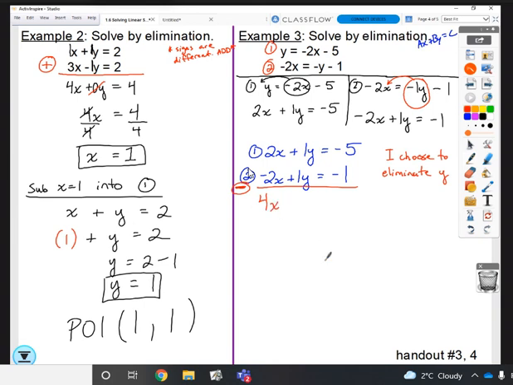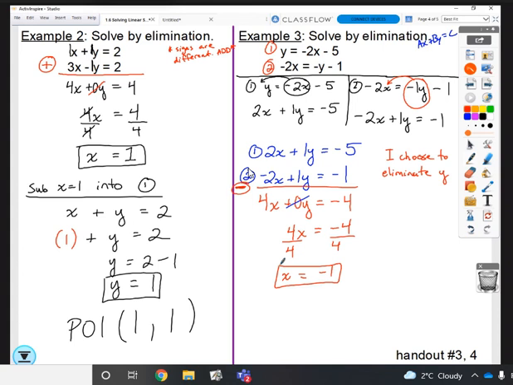Now we bring our shifter over here. We'll get 1y minus 1y is 0y. Okay? And negative 5 minus negative 1. Honestly, I'm going right to the calculator. Negative 5 minus negative 1, negative 4. Okay, the y is eliminated. We're left with 4x equals negative 4. Divide each side by 4, and x equals negative 1.